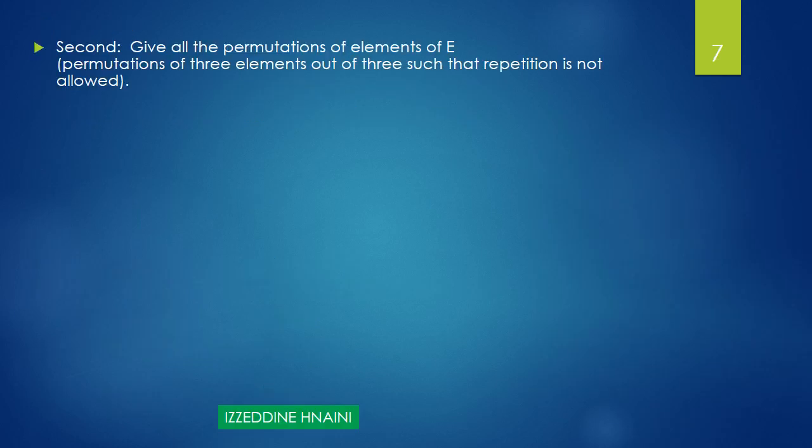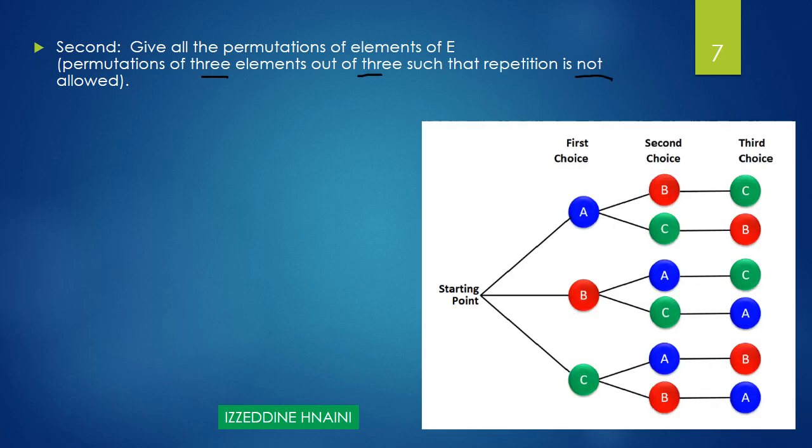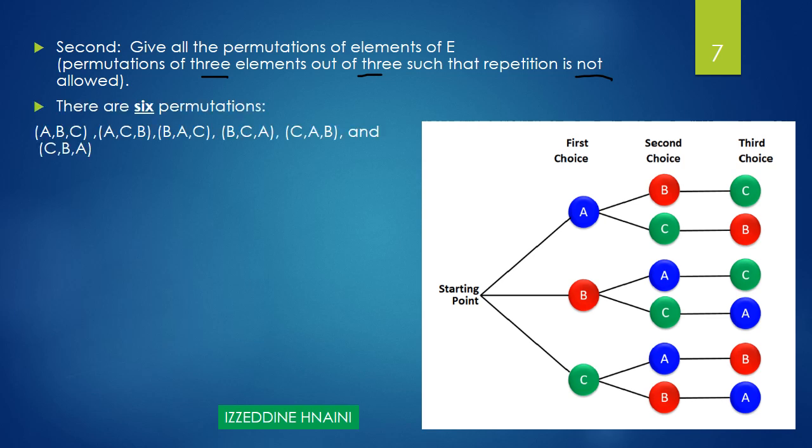Second, give all the permutations of E. What do we mean by all permutations of E? We mean the permutations of 3 elements, that is all the elements of E, out of 3, such that repetition is not allowed. We get ABC, ACB, BAC, BCA, CAB, CBA. So we get 6 permutations.